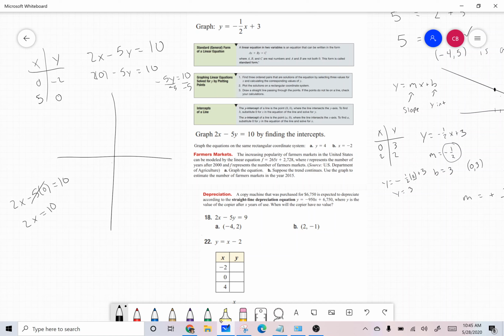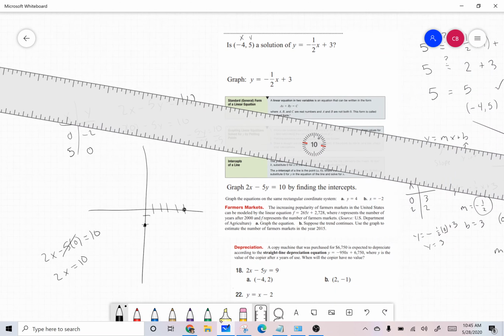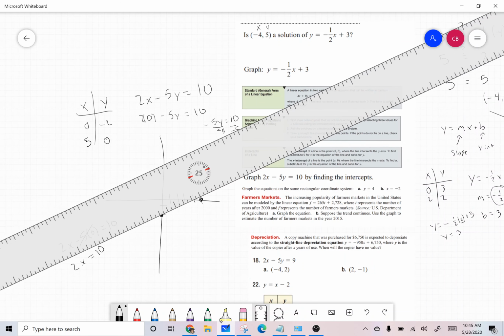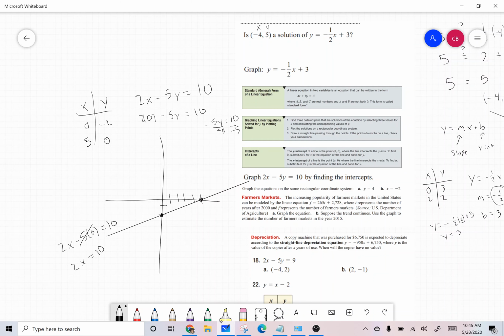So if I go to 0, negative 2, that's right here. That's 1 point. If I go to 1, 2, 3, 4, 5, I go there. And then I draw my line. I didn't do a very good job. Let me use the ruler. And I draw the line. Then I will also have it because 2 points determine a line.